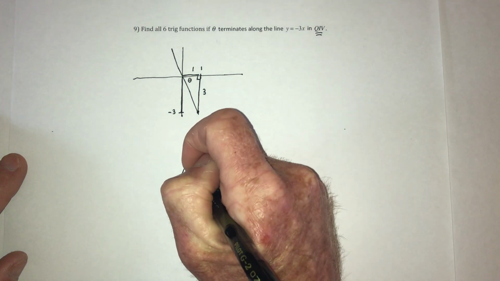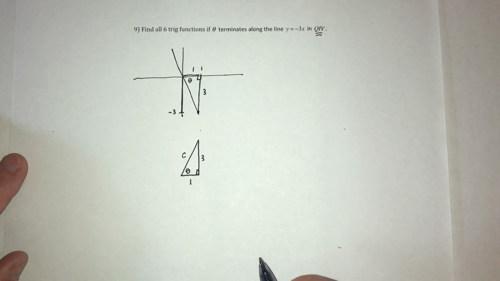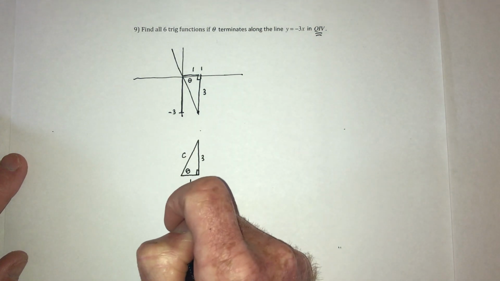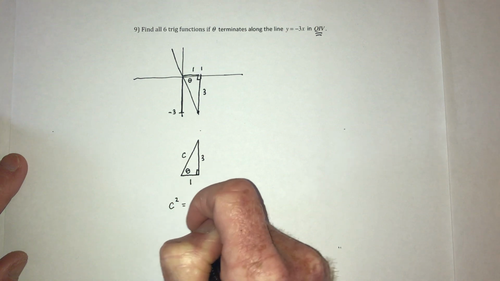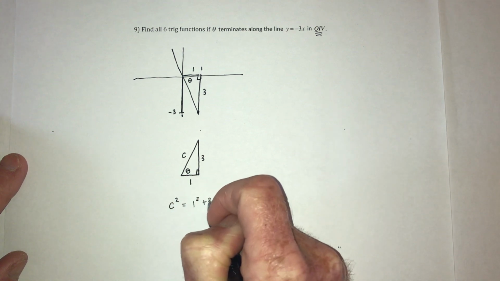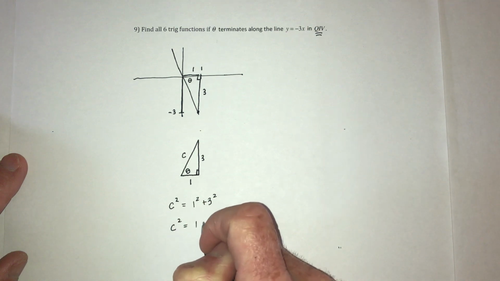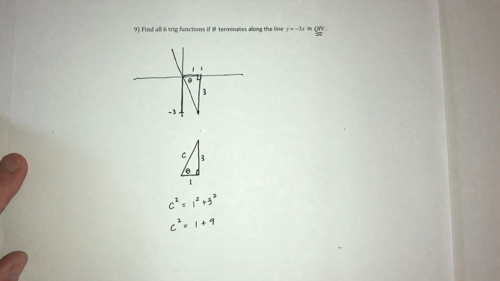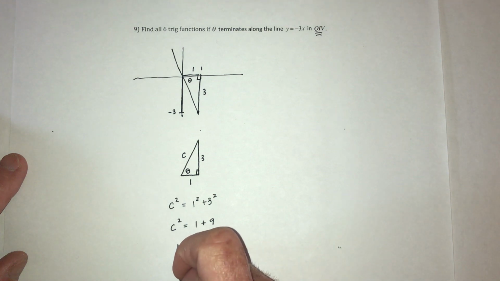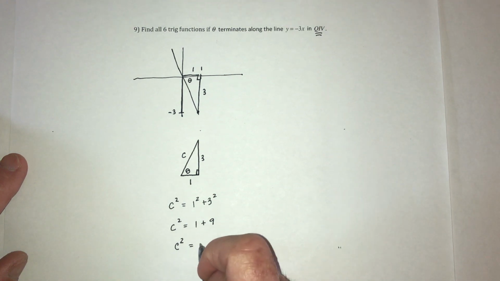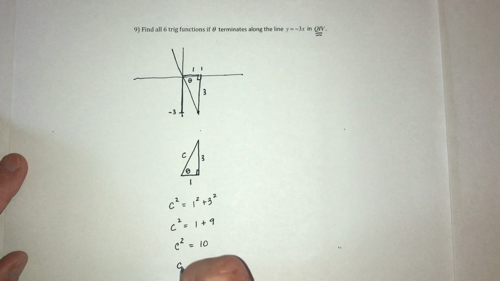And then we could do the Pythagorean theorem. So that's going to be that c squared equals 1 squared plus 3 squared. Or in other words, c squared is 1 plus 9. So that's going to be a 10, and then take the square root of it. And the square root of 10 can't be simplified, so just leave it as the square root of 10.